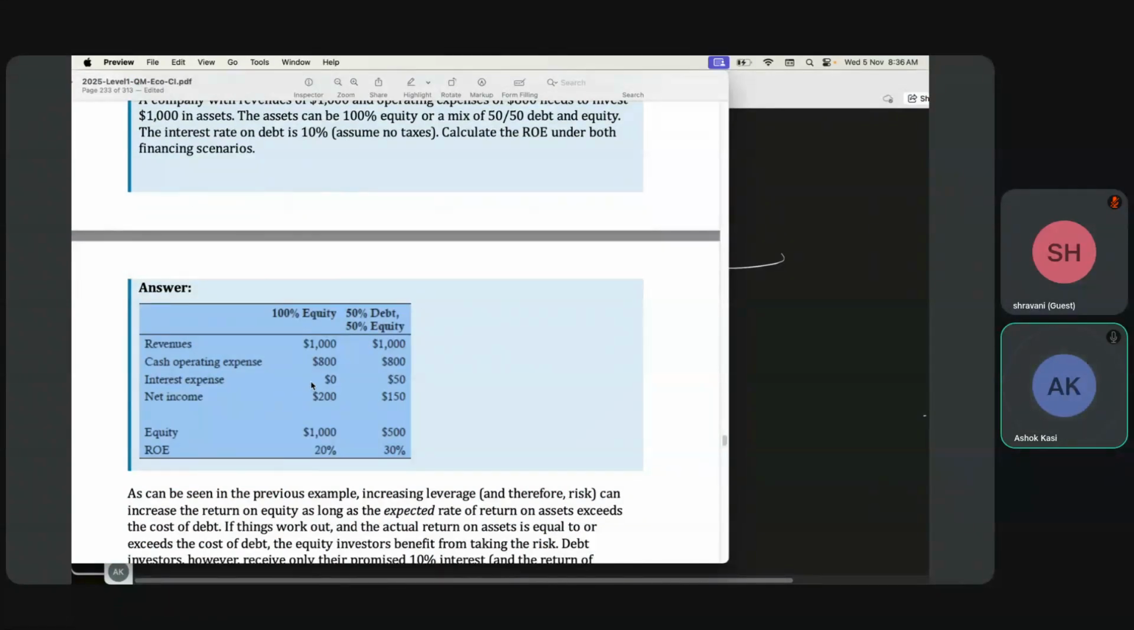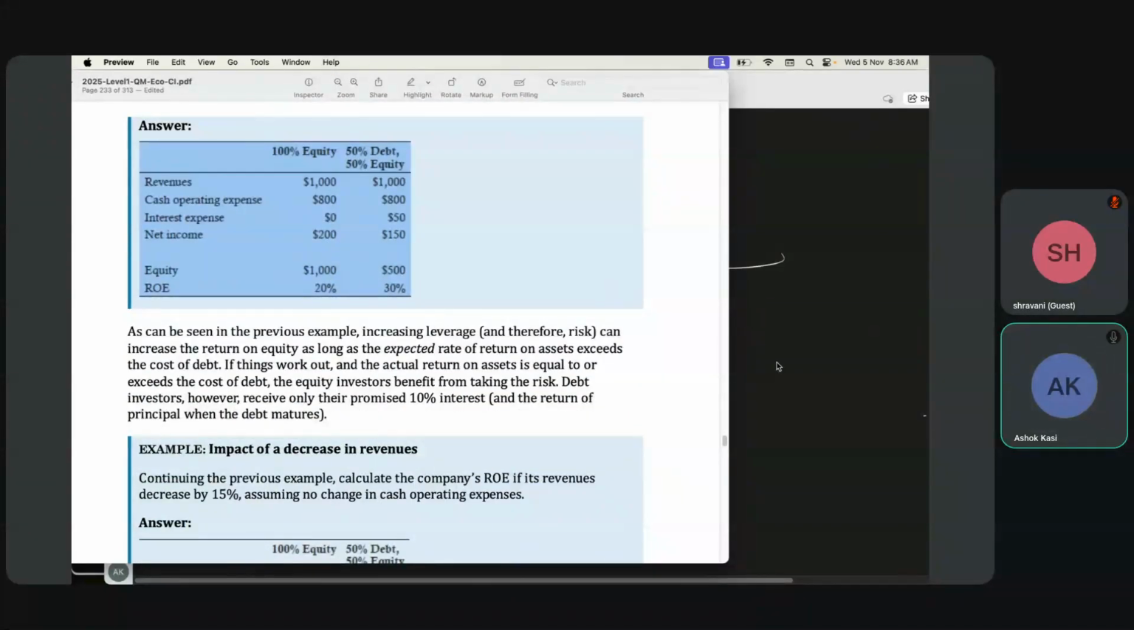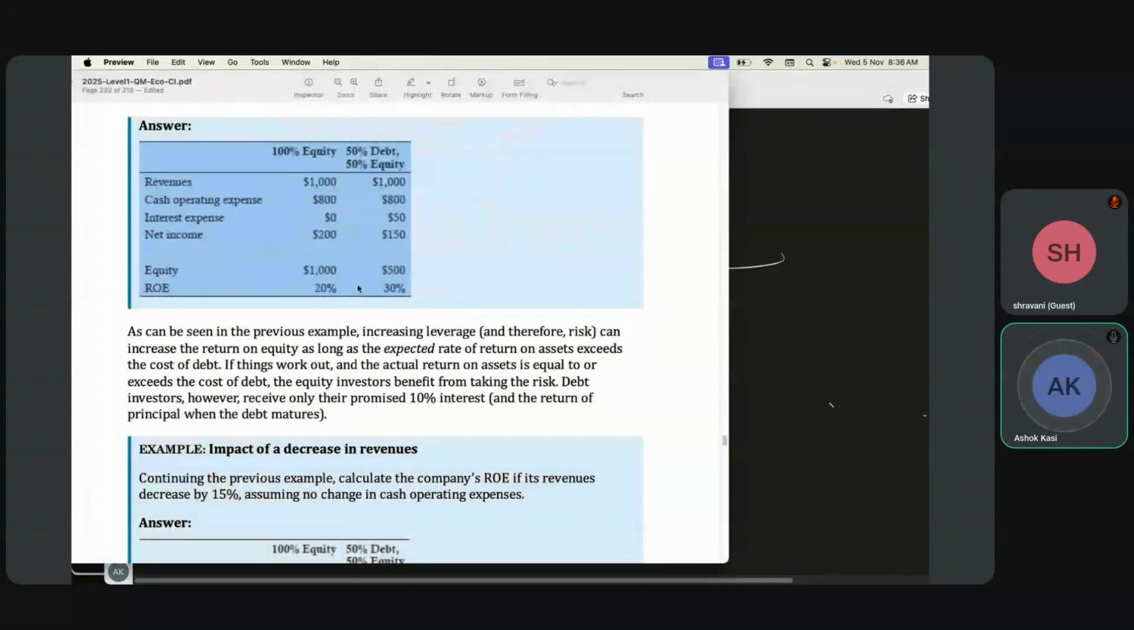Okay. So here 200 is the net income. So your return on equity is 20 percent. Return on equity means net profit by average equity. So this is 200 divided by 1,000, 20%. Then now suppose you borrow money.